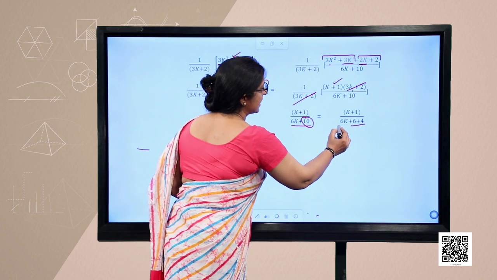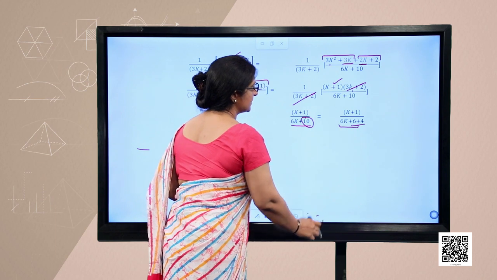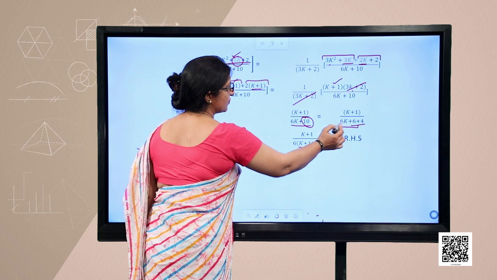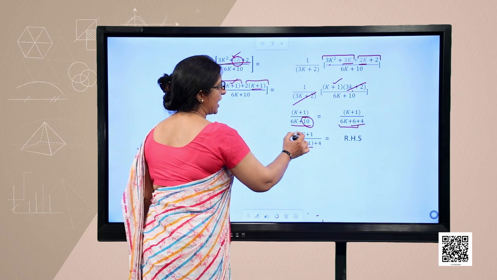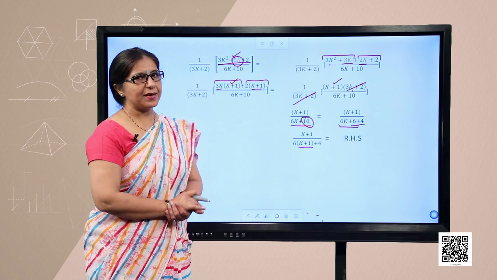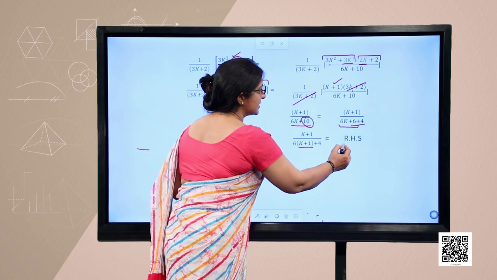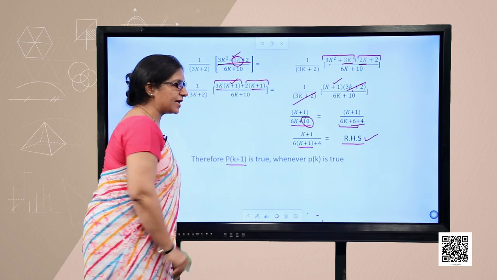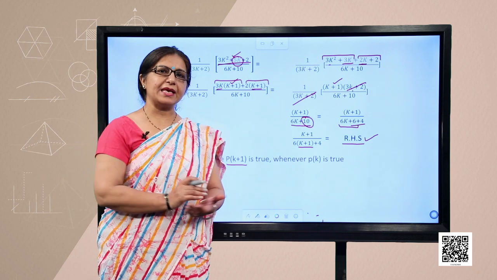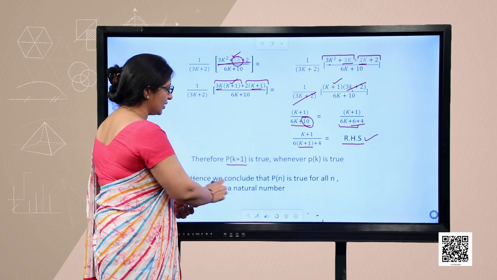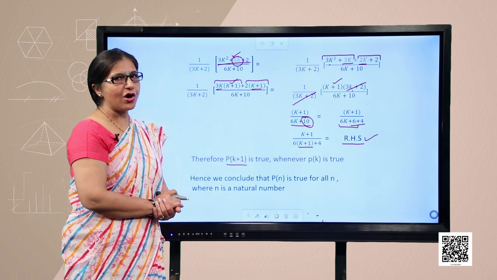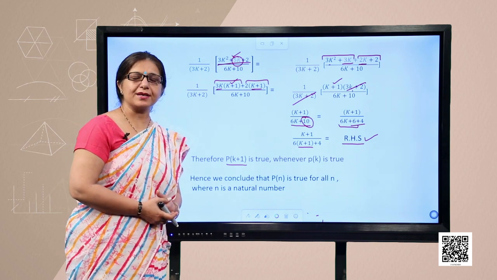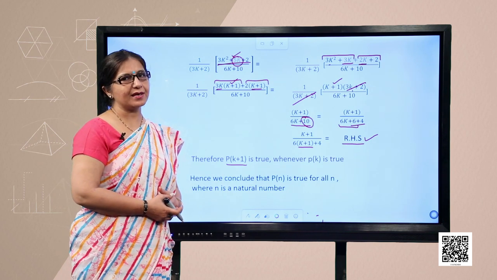Now, we can take 6 common from these two terms. As you can see, after taking 6 common, we are left with k plus 1 in the denominator plus 4, and in the numerator we already have k plus 1, which is nothing but the right hand side, which is to be proved. Therefore, we can say P(k plus 1) is true whenever P(k) is true, and we conclude that P(n) is true for all n, where n is a natural number. This way, we can prove any mathematical statement by using mathematical induction.